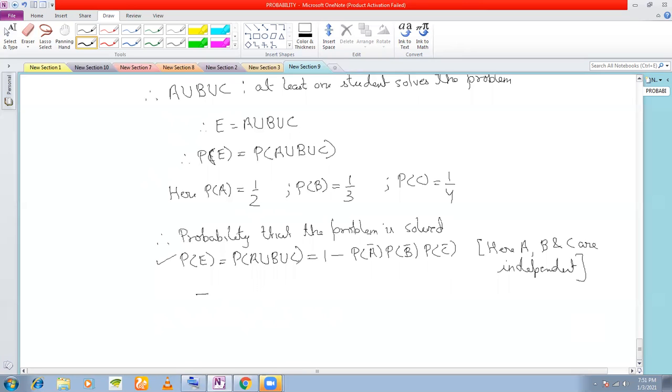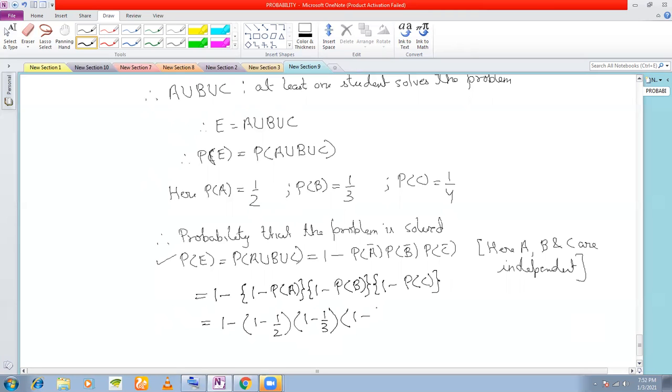So therefore, what is this? 1 minus, if P(A) is P(A), what is P(A bar)? It is 1 minus P(A), right? And what is P(B bar)? It is 1 minus P(B). And what is P(C bar)? It is 1 minus P(C). So, 1 minus half into 1 minus one third into 1 minus one fourth. That's it. Our problem is solved.